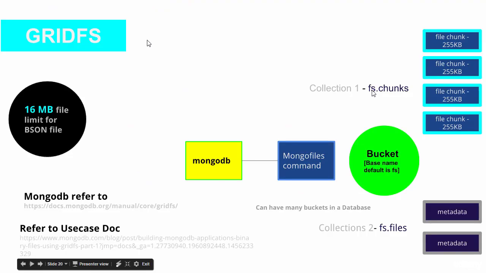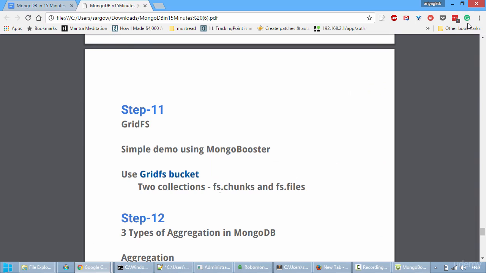Instead of storing a file in a single document, GridFS divides it into parts and chunks and stores each chunk as a separate document. GridFS uses 2 collections to store files. One collection stores file chunks and the other stores file metadata. So this picture can give you a good idea about GridFS. As I said earlier, always remember that there is a 16 MB file limit for the BSON document. So using MongoDB, we'll be using the MongoFiles command. We'll be creating a bucket which will have 2 collections: fs.chunks, which will save file chunks, and an fs.files collection which saves the metadata about the file chunks created above.